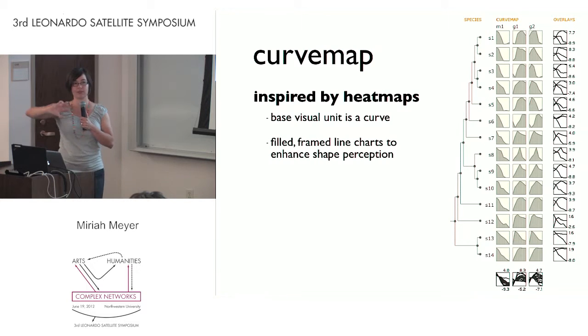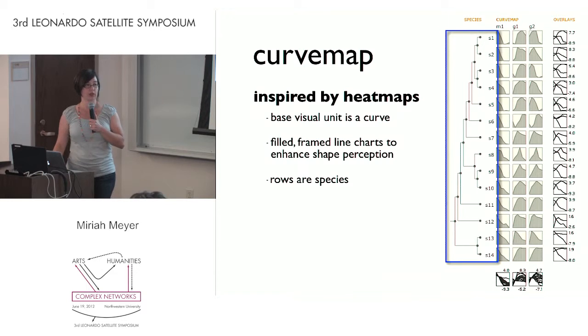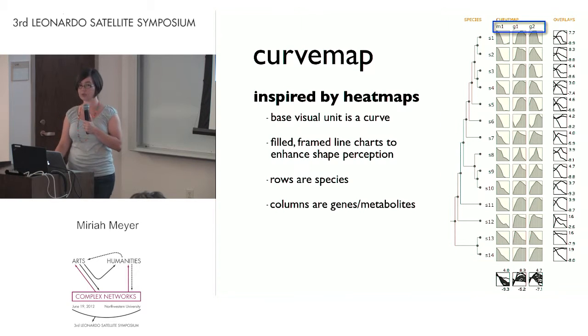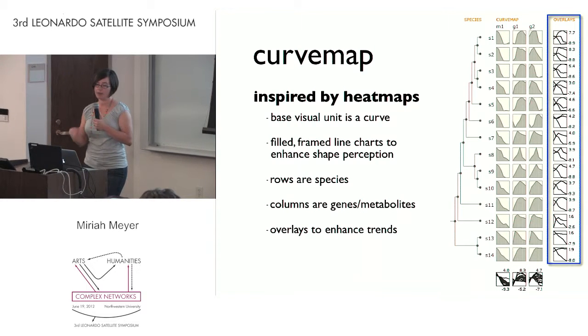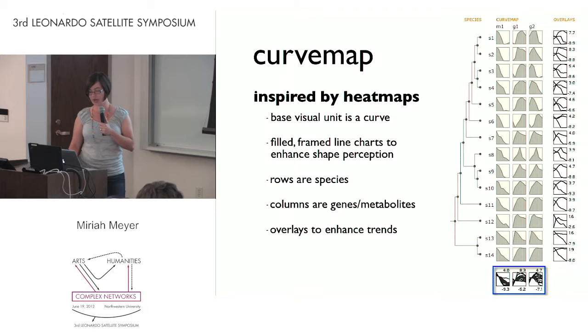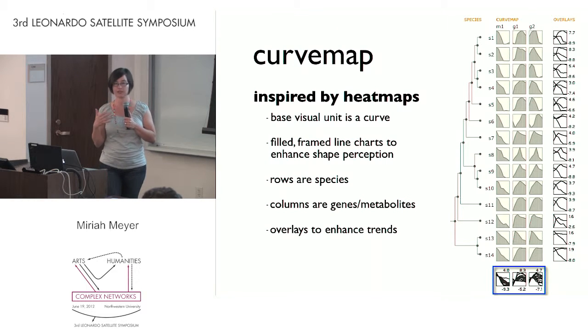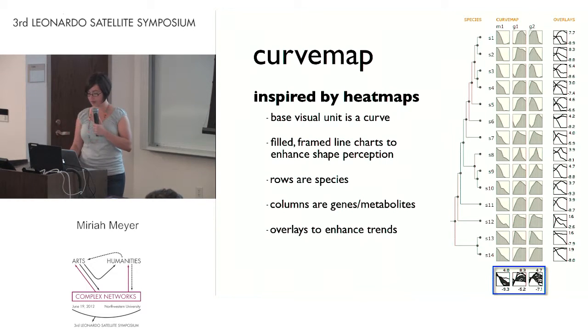And in Pathline, we use a matrix style layout to look at many of these curves at once, where the rows are going to be different species, and the columns are user-selected genes and metabolites. We then also augment the matrix display with these overlay plots, both along the rows and the columns, in order to enhance the perception of trends within a set of the curves.